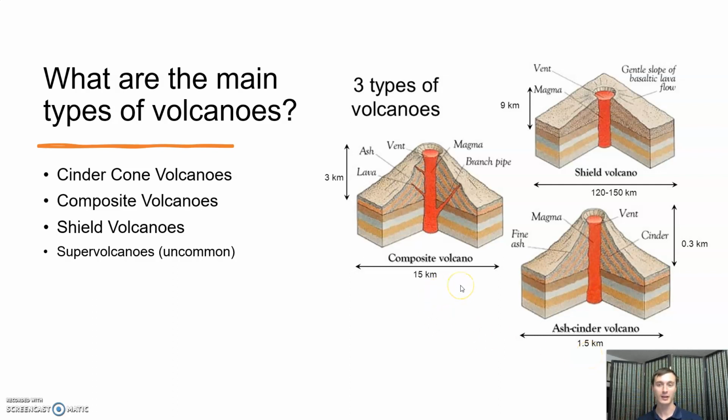We have composite volcanoes, otherwise known as stratovolcanoes, intermediate volcanoes. These are going to be a little bit wider, 15 kilometers here, sort of a moderate flank angle, and then we have our shield volcanoes. So up to 150 kilometers wide or more, very, very low flank angle, broad, shallow things shaped like a shield. And we're also going to talk about supervolcanoes, of course.